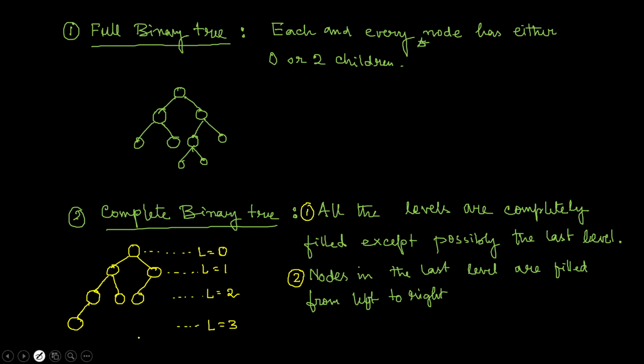Now to make this tree a complete binary tree, if you still add nodes over here, then also it is not a complete binary tree. To make it complete, you have to add this node and fill up this particular level.